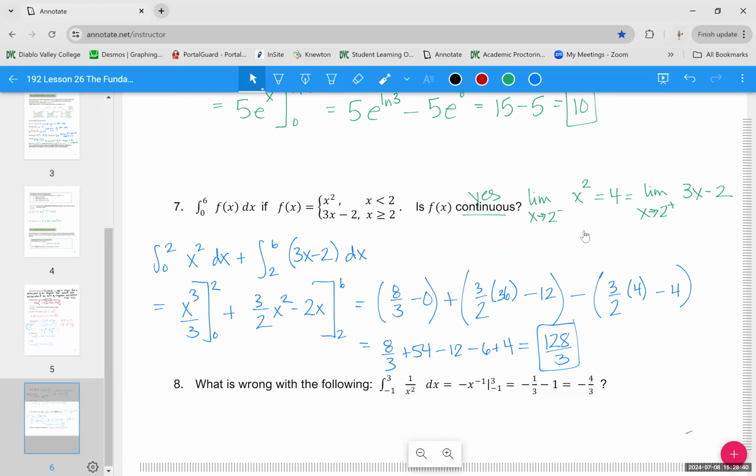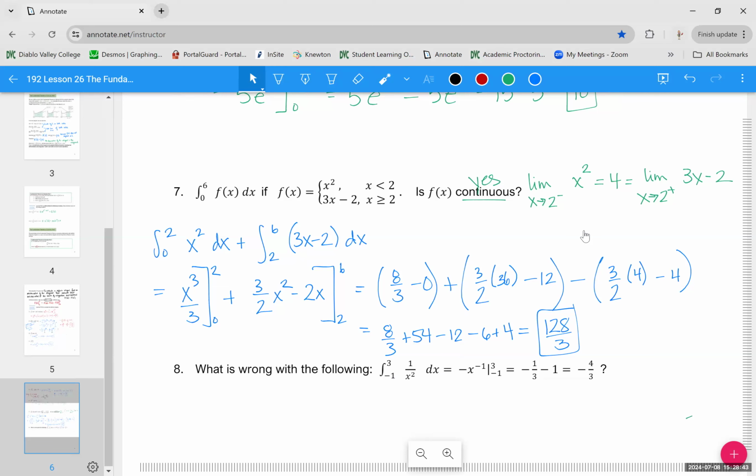For number 7, I've got a piecewise function. So the fundamental theorem of calculus said I'm only allowed to use this theorem if I'm dealing with a continuous function. So the first thing I wanted to do was check this condition. Is this function continuous? So at 2, it's defined to be 3x minus 2, which would be 4. And that would also be the limit as x approaches 2 from the right. It's going to be 4. And so then I'm double checking if I approach 2 from the left, will I get the same thing? And I will. So I do have a continuous function.